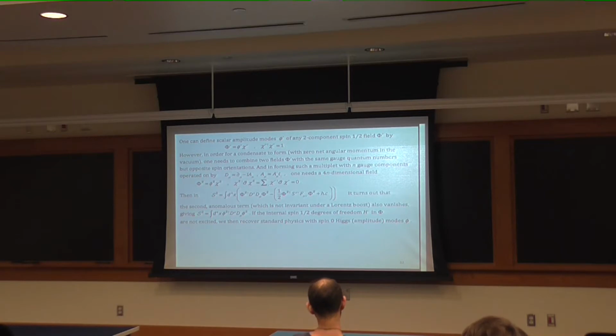So here is a multi-component object. Here's an amplitude multiplying a constant spinor.